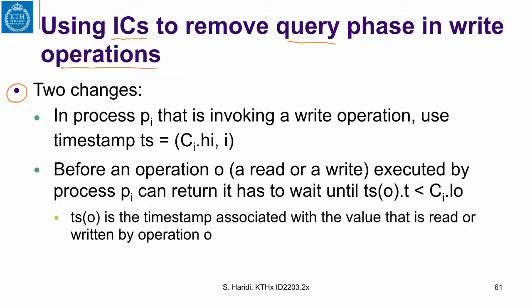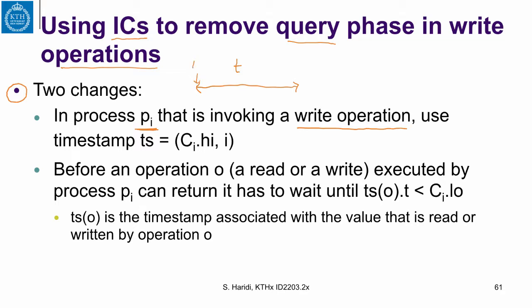So assume we have a process PI invoking a write operation. In this case, what will be the timestamp of that write operation? Assume now we are at a certain time, we call it T, and here is the current interval of the clock.